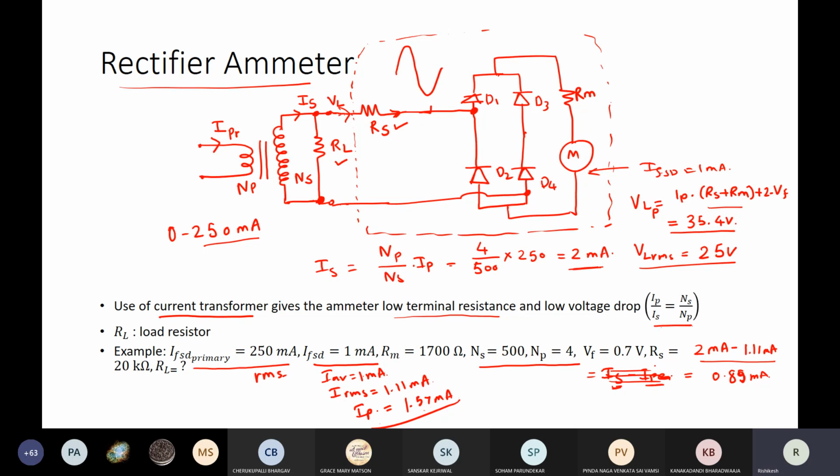What is the voltage across RL, RMS? 25 volts. So 25 volts divided by 0.89 milliampere will give me the value, 28 kilo-ohm. You see, we could calculate this. Okay, so we'll continue in the next class.